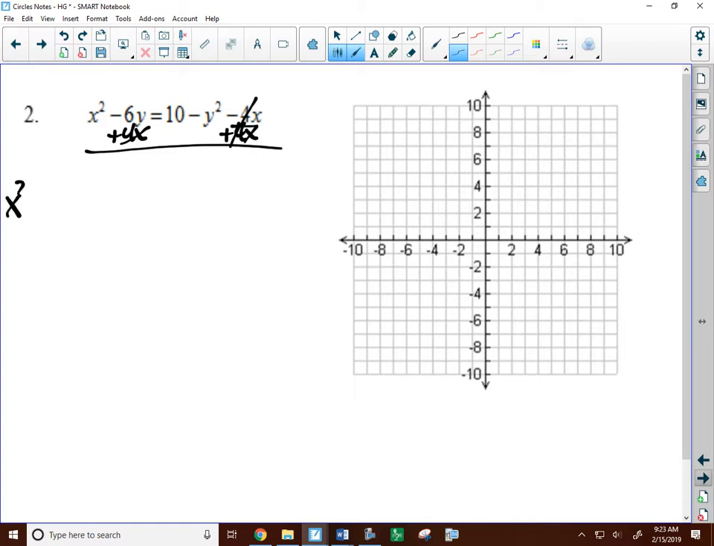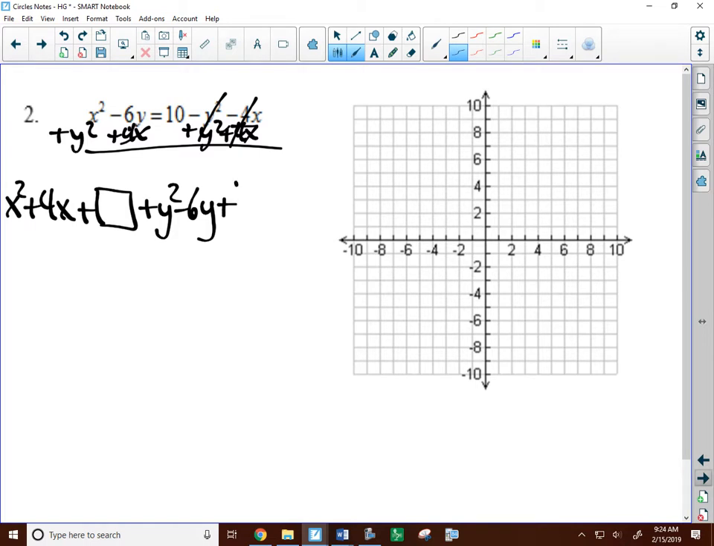So on the left side, I'm going to have x squared plus 4x. I'm going to leave a space for my box, plus box. Then I have negative 6y. I need a y squared on the left side, so I'm going to add the y squared to both sides. So on the left side now, I'm going to have plus y squared and the negative 6y. I'm going to leave a spot for my box. Now the 10 is already set up on the right side, so I'll just leave the 10 there.